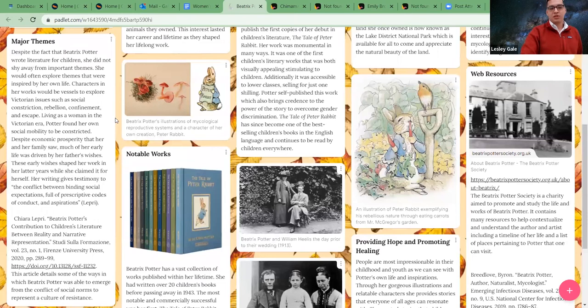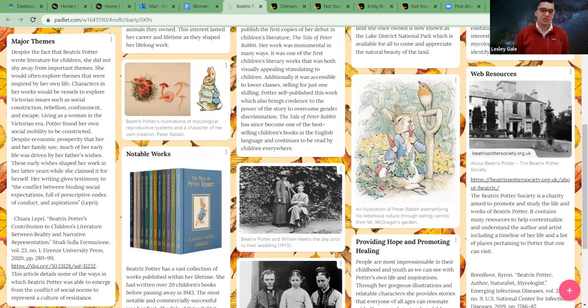So Beatrix Potter, although she wrote children's literature, that didn't stop her from writing about difficult topics. As I mentioned, she fell victim to gender discrimination. Although she wasn't very poor, she was aware of classism and class inequality. With her first publication, Peter Rabbit here, she was self-published, which is incredibly difficult to do even now, especially so in Victorian times as a woman.